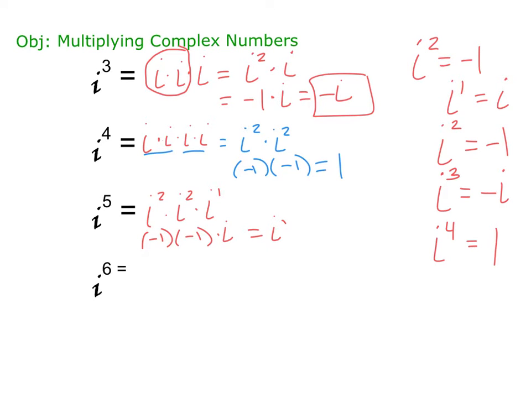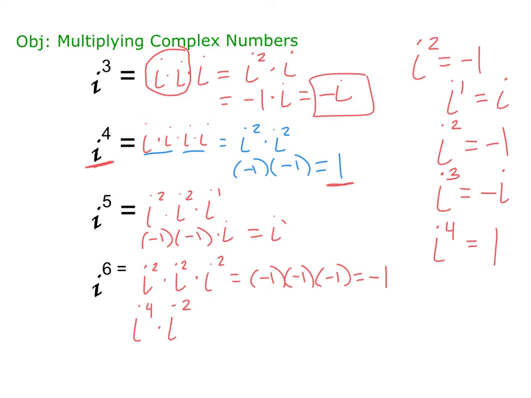What do you think i to the sixth is? Notice I keep doing i squareds, which is not what we normally would do. What do you think would be easier than i squareds? i to the fourth. Since i to the fourth is 1, what I would do is rewrite this as i to the fourth times i squared. 1 times negative 1 is negative 1. So i to the 6th is exactly the same as i squared.